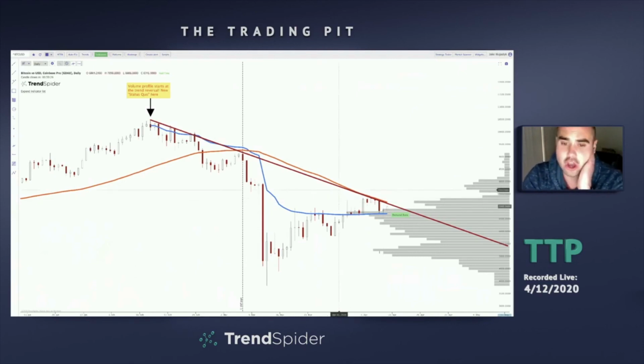So you get your trend line sellers, you get your moving average sellers, maybe you've got a 30-minute MACD cross down in confluence with that. This creates the market. These areas essentially make the market in the short term.